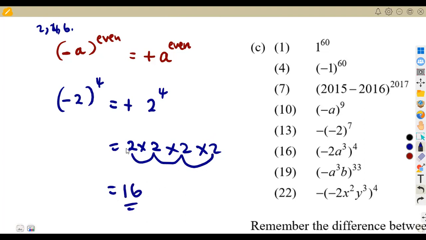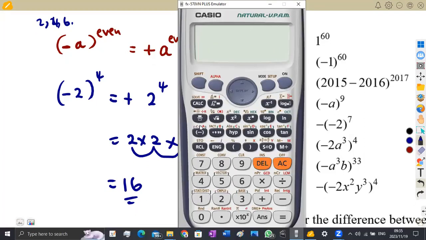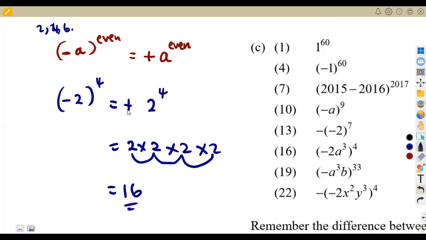We can also prove that on our calculator. Is it true about these definitions that we see here? Let us try this: negative 2 to the exponent of 4. That's positive 16. That's when raised to an even exponent, it becomes a positive.